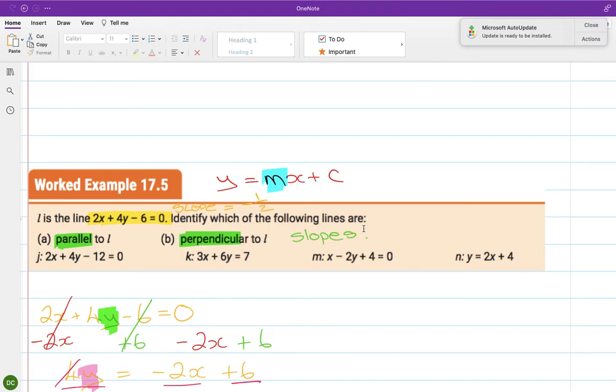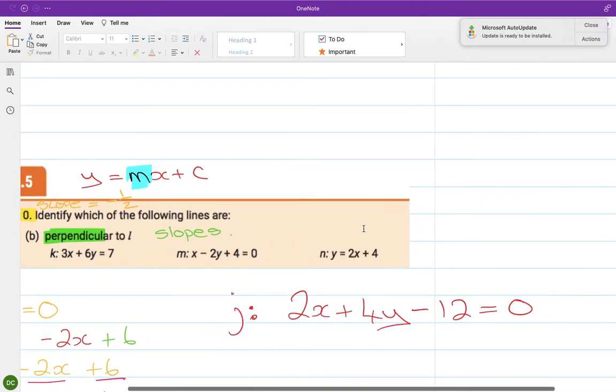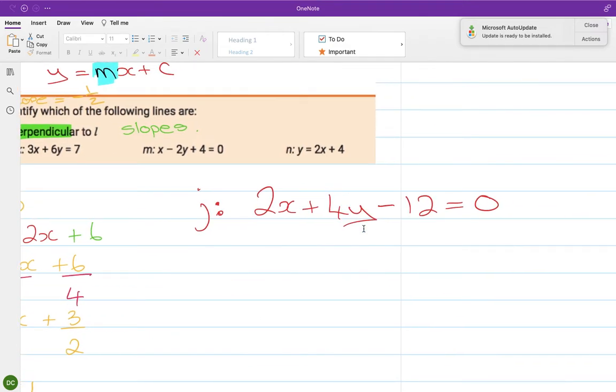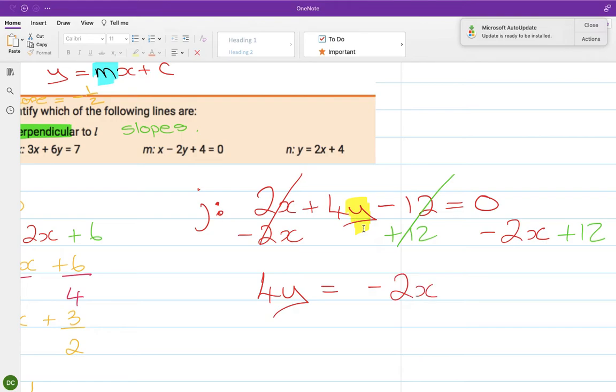Okay, so now let's do line, what are they calling it? J. So line J is 2x plus 4y minus 12 equals 0. We're going to go through the same process. So I want to isolate this y. I am going to minus 2x here, minus 2x here. I'm going to plus the 12, plus the 12. This is all to isolate my y. So now I have 4y equals minus 2x plus 12.